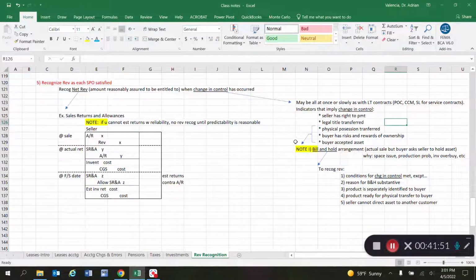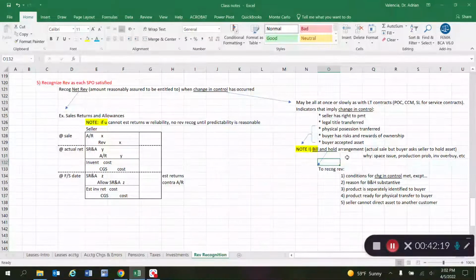Now, here's a little note. This is the last thing I'll mention here. There are arrangements where some of these attributes have not been met, but we might be able to recognize the revenue. And more specifically, it's with bill and hold arrangements. So sometimes you have a buyer that'll buy something from you, but they'll ask you to keep it, to hold it. For whatever reason, they might not have space.